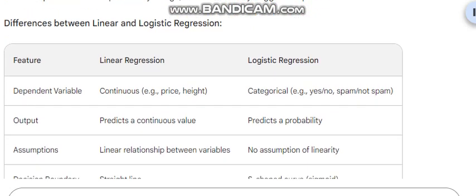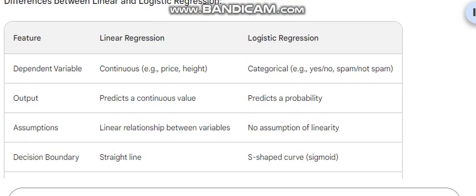Differences between linear and logistic regression. Feature. Linear regression, logistic regression. Dependent variable. Continuous, e.g., price, height. Categorical, e.g., yes, no. Spam, not spam. Output. Predicts a continuous value. Predicts a probability. Assumptions. Linear relationship between variables.